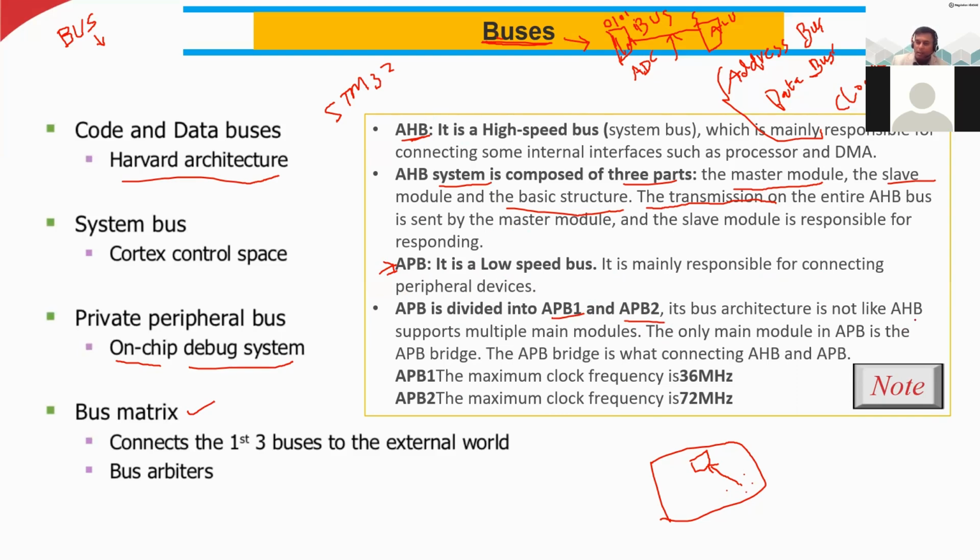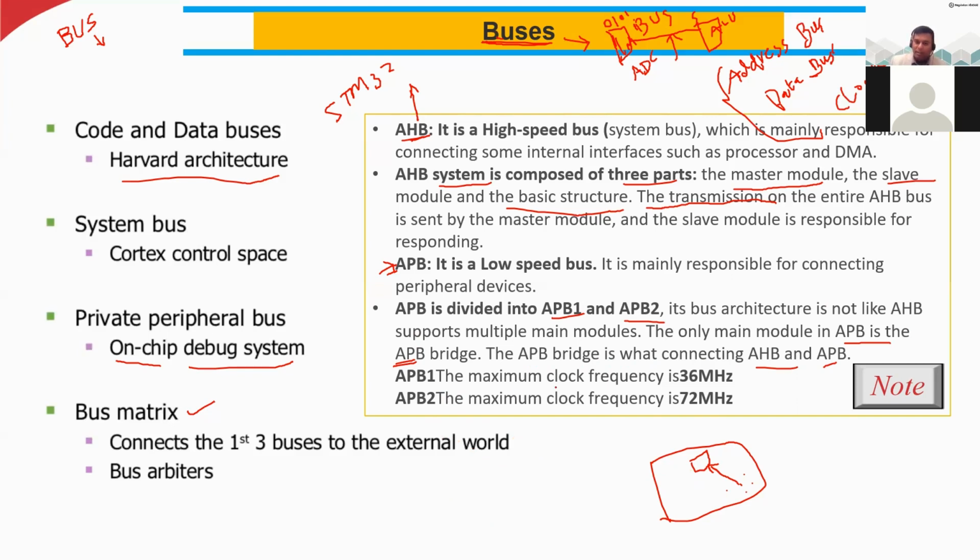Its bus architecture is not like AHB, because AHB supports multiple main modules. The only main module in APB is the APB bridge. Remember, AHB has multiple main modules: the master module, slave module, and basic structure. But APB does not have multiple main modules, it has the APB bridge. This APB bridge is the one connecting AHB and APB. So everything is just connected internally.